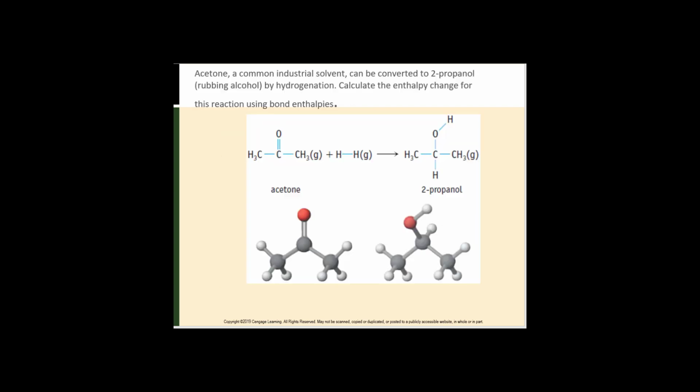Here's another example problem. Let's say we have acetone, a common industrial solvent, that can be converted to 2-propanol, rubbing alcohol, by hydrogenation. Calculate the enthalpy change for this reaction using bond enthalpies. So let's say we have acetone. Here's the acetone structure plus H2, and here is our product. So can you see which bonds are being broken and which bonds are being formed? See if you can pause and figure that out.